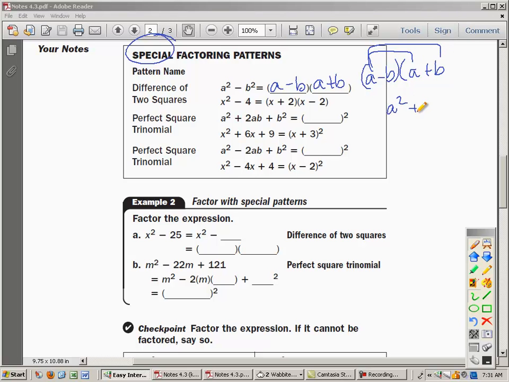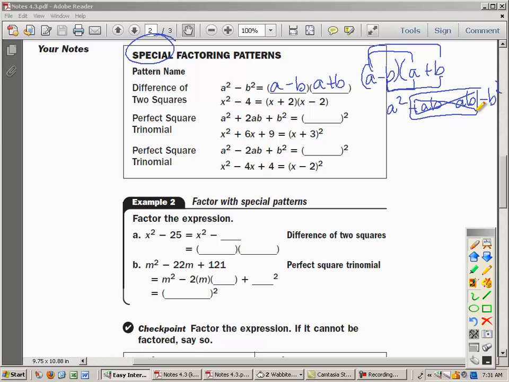A times b, which is positive ab. B, negative b times a, and I'm going to write that as negative ab, not negative ba, it's the same thing. And then negative b times positive b becomes negative b squared. Now what happens to these middle two terms? Well, they're opposites, and so they cancel out.